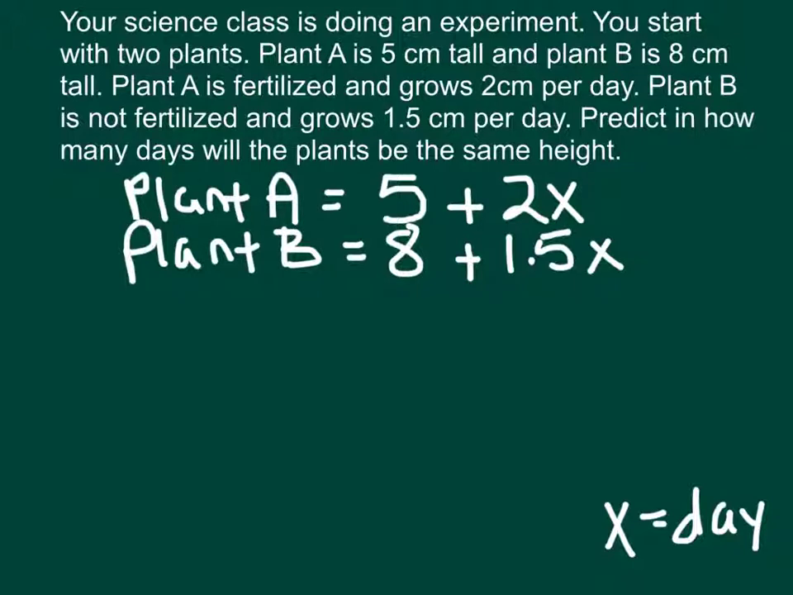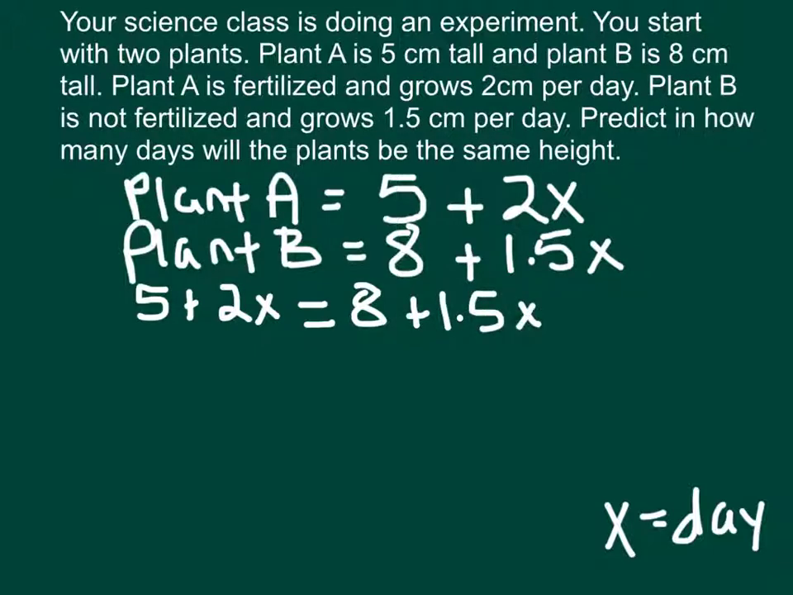Did you hear what we said? We said this is going to be equal to this. So how do we write that? We write 5 plus 2x, which is how big plant A will be after x number of days, is going to be the same height as plant B, which is 8 plus 1.5 times the number of days. Okay? So now we've got our equation.